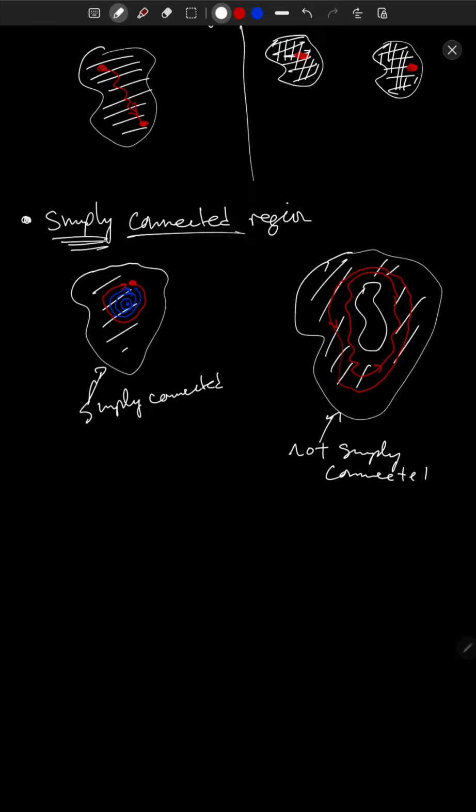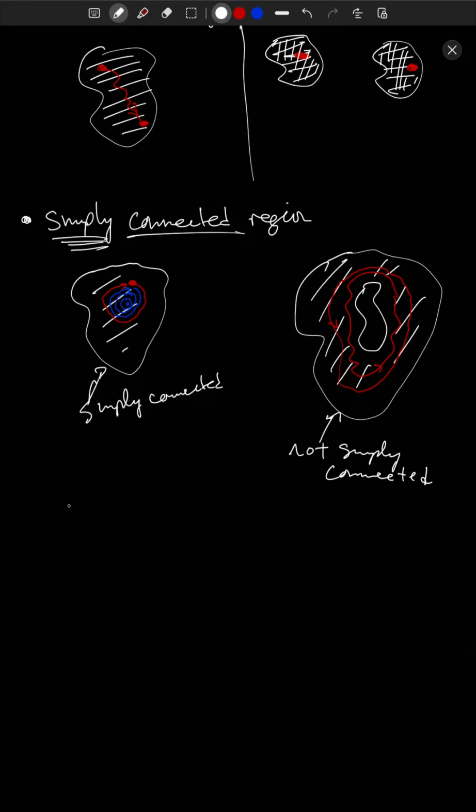And we're interested in this definition because we're going to be able to tell information about vector fields being conservative, or being able to find potentials, for regions which are simply connected. For regions which are not simply connected, there are complications.